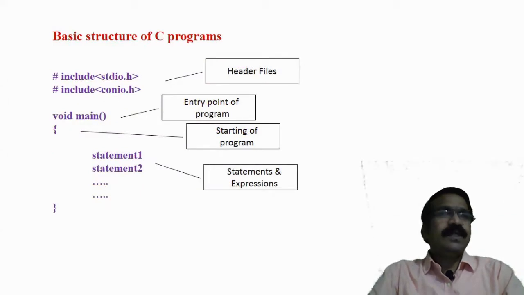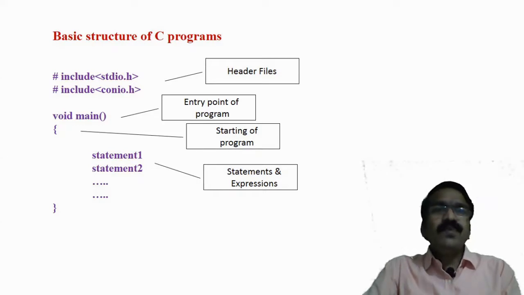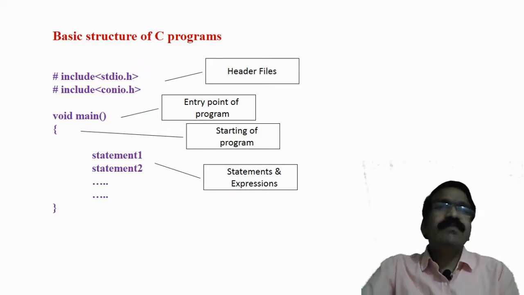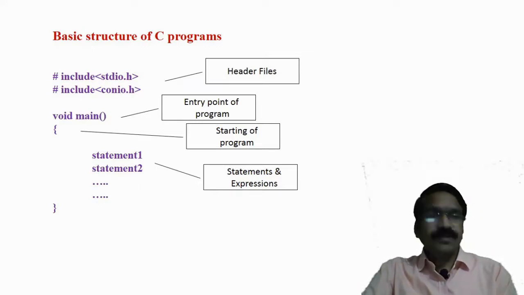As we see, stdio.h is a header file that describes the standard input and output procedure of the program. Whatever input we provide to the program, and whatever output or result is displayed by the program, will be described by stdio.h. That header file is used to describe the input and output of the program.